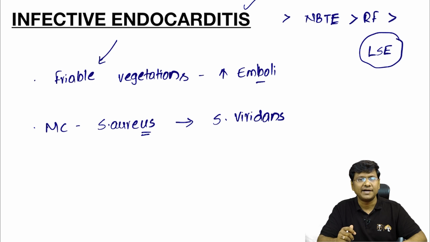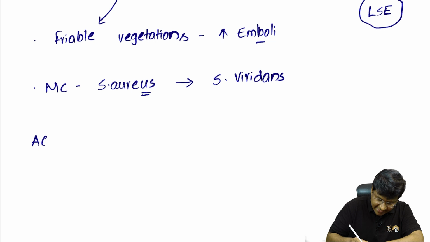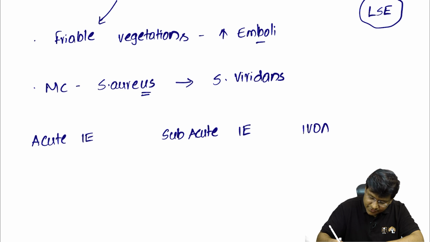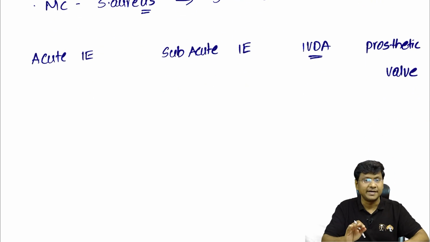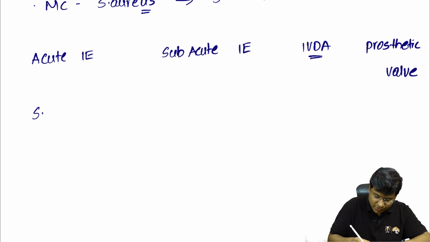And this infective endocarditis, we classify into the following types. We have acute infective endocarditis, then subacute infective endocarditis, then infective endocarditis in IV drug abusers, and lastly prosthetic valve endocarditis. Now, you take acute infective endocarditis. The organism causing acute infective endocarditis is Staphylococcus aureus, which is a highly virulent organism.